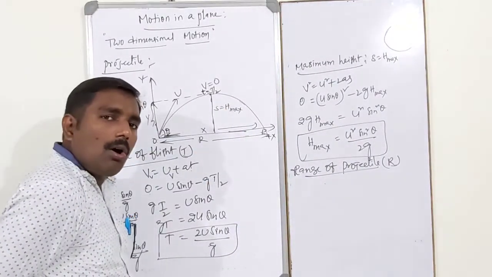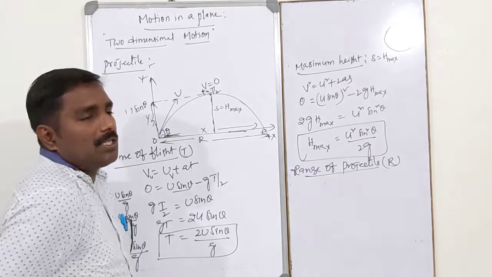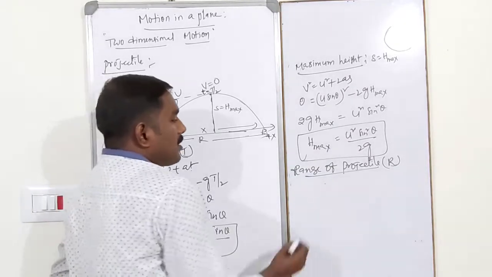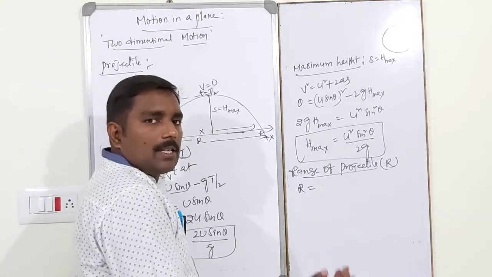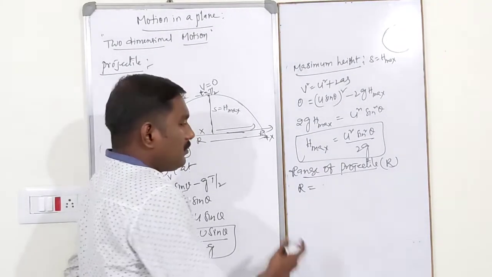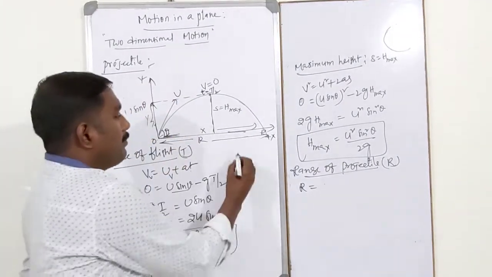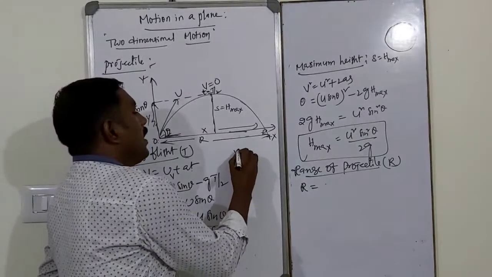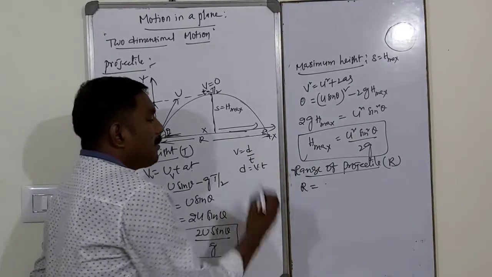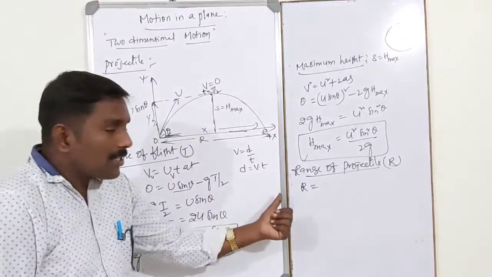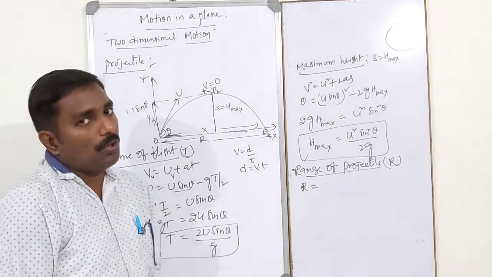Maximum distance along horizontal is called range of projectile. So that is distance. So range is equal to distance, which is equal to velocity into time. Simply, velocity is equal to distance by time, so distance is equal to velocity into time. Which velocity? Horizontal velocity only.